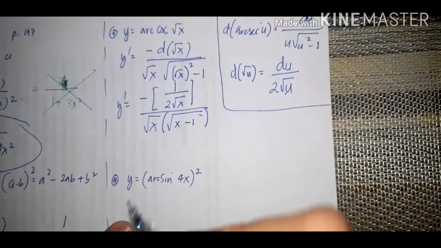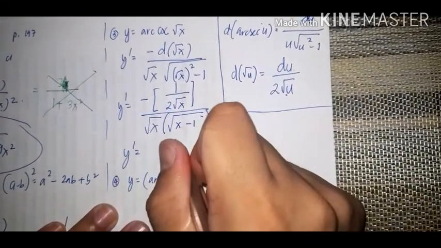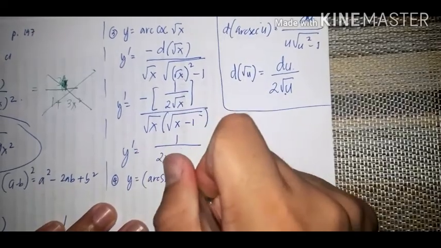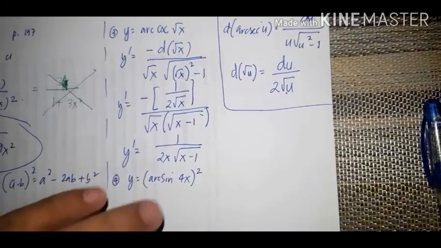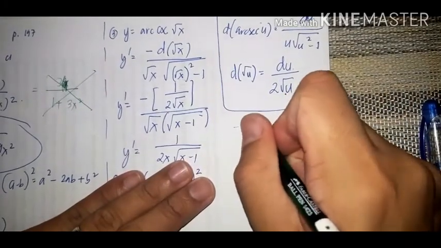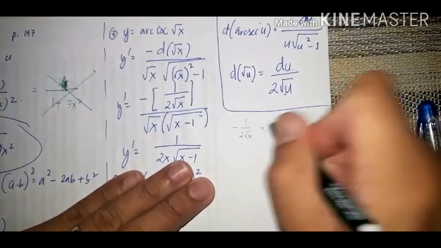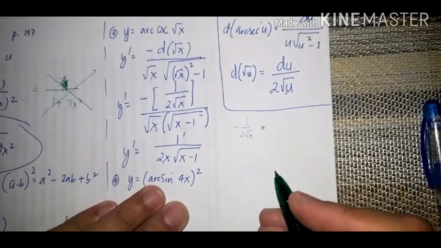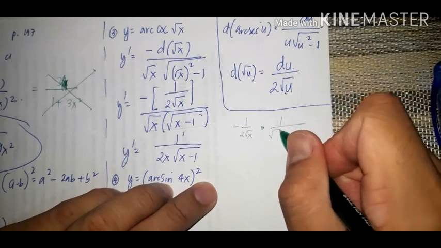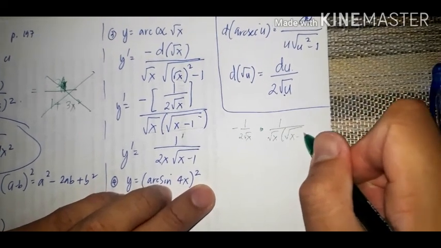So, simplifying this gives you y prime is equal to 1 over 2x square root of x minus 1. So, kasi, di ba, ang ginawa rito, magiging siyang negative 1 over 2 square root of x times the reciprocal. So, di ba may over 1 yon? So, magiging 1 over square root of x times the square root of x minus 1.